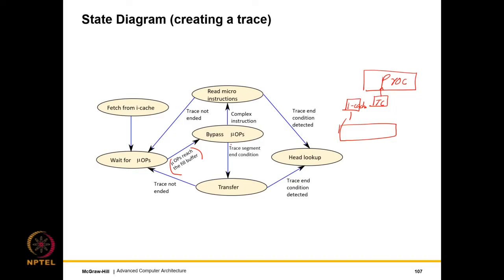From this state, there are two transitions. Let's first take a look at the normal transition, where we encounter a trace segment end condition, which is one of the conditions that I showed earlier, where let's say we have filled up the line with a sufficient number of micro ops. Then we transfer it to the trace cache. And if the trace has not ended, this process continues. So this loop over here continues.